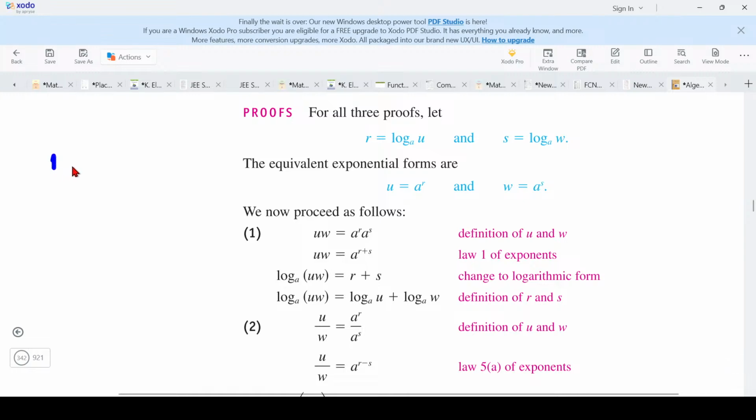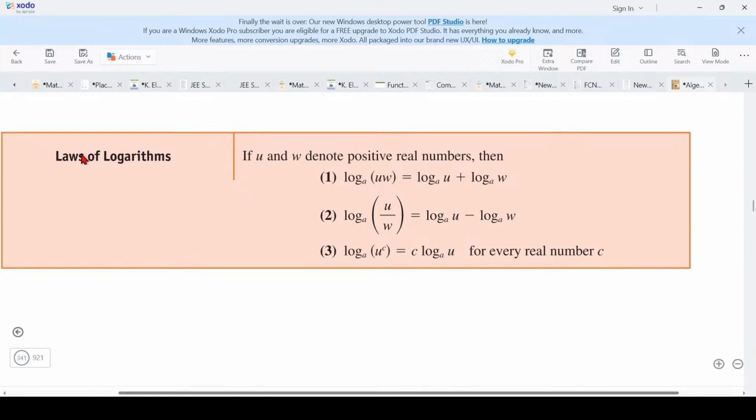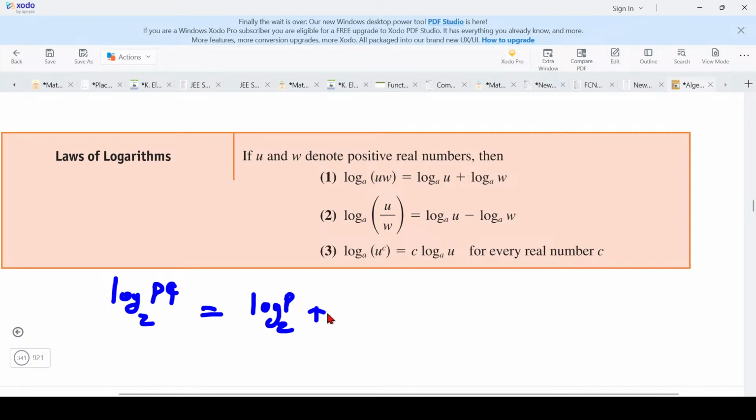Not the proof, sir. The question, I want to see the question, what variables they took. What you have to prove is this thing: log PQ to the base, let's say Z, equals log P plus log Q with base Z. Something like this.